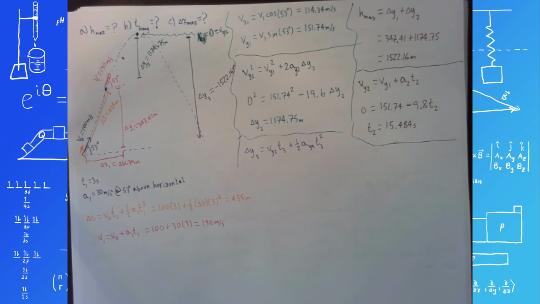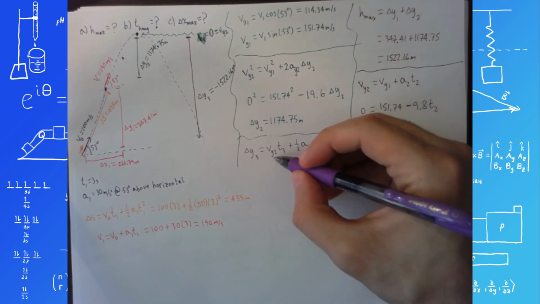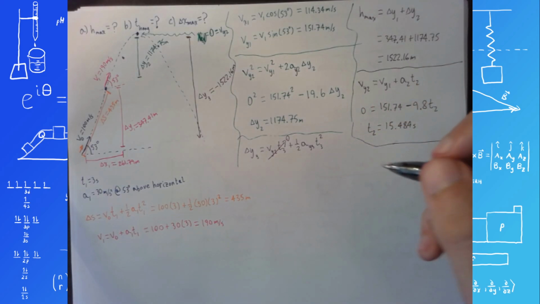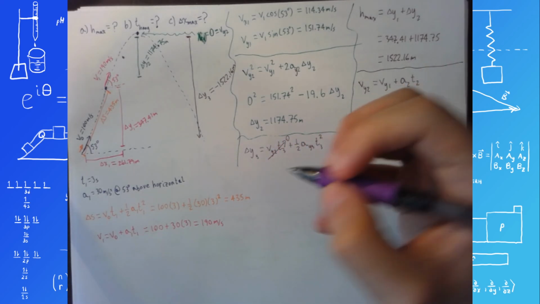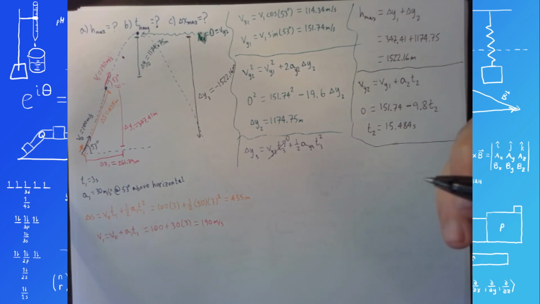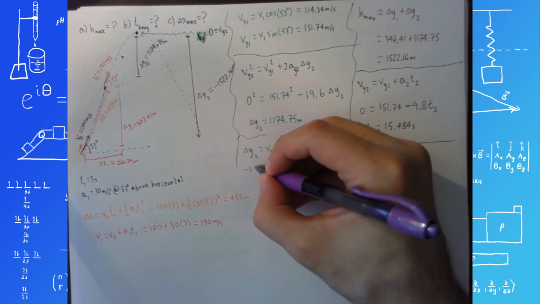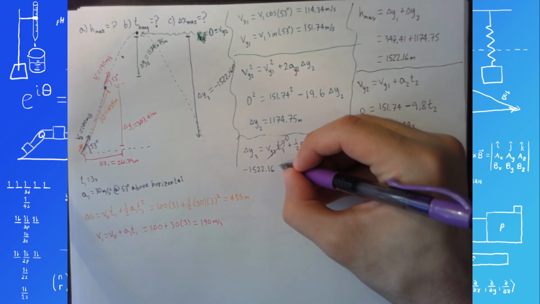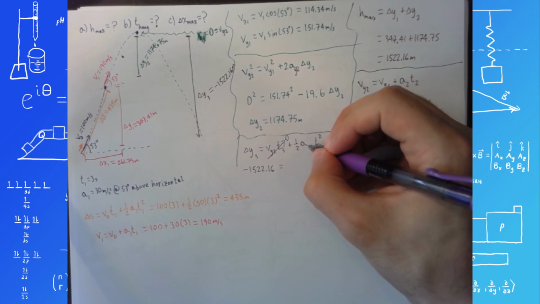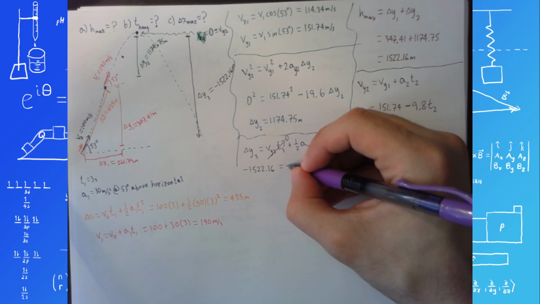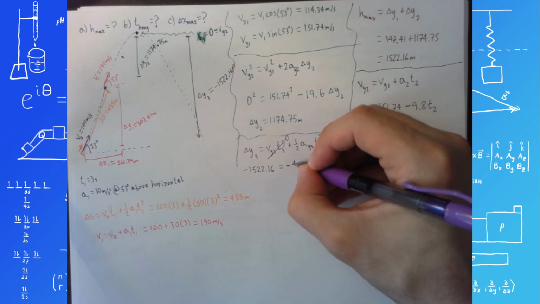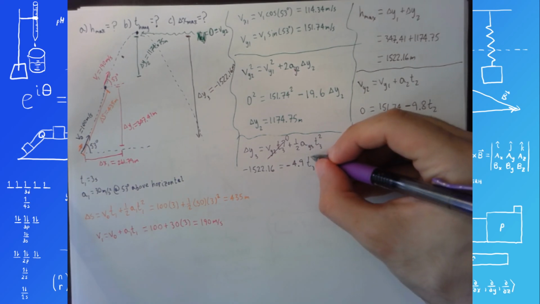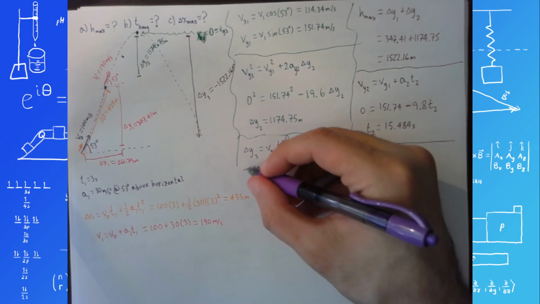Okay. Vy2, that's a 0. So that means we don't have to solve a quadratic. We don't have to use the quadratic formula. So I have negative 1522.16 equals half of acceleration y3, half of negative 9.8 is negative 4.9 times t3 squared. The negatives cancel out.